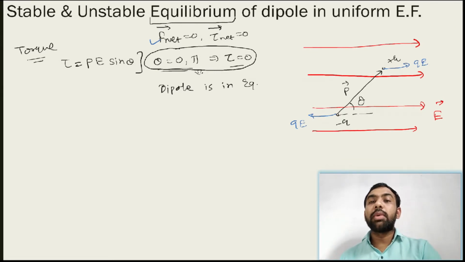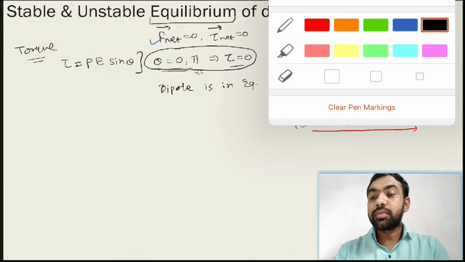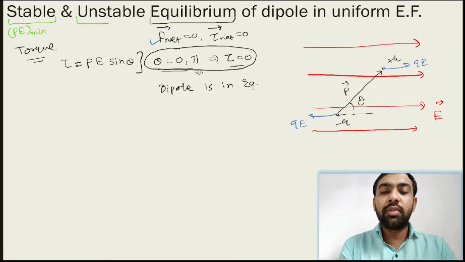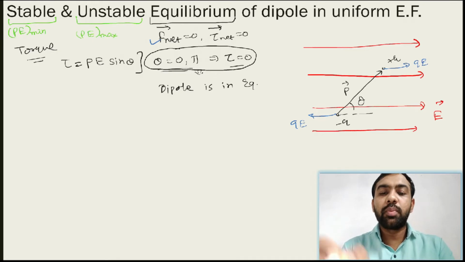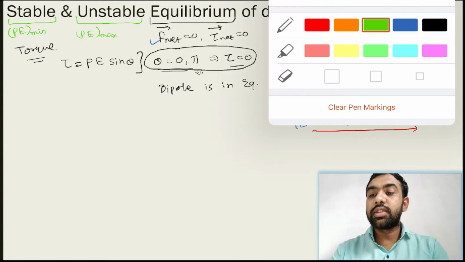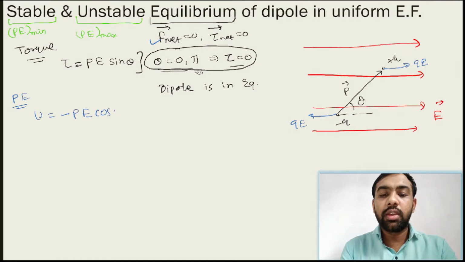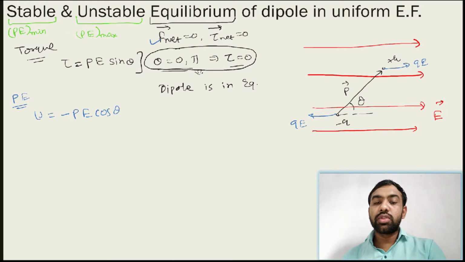But what about stable and unstable? If you consider the situation stable, then the potential energy is required to be minimum, and if unstable, then the potential energy is required to be maximum. So let's discuss the potential energy also. The potential energy of a dipole is U equal to minus pE cos theta. Choose these two things: theta equal to 0 and pi.